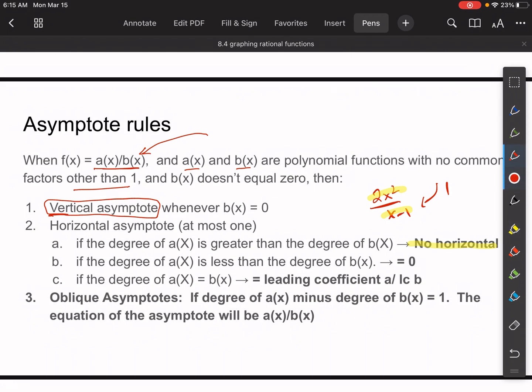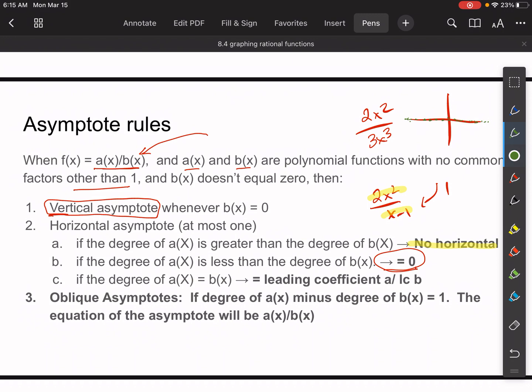But then look at b. If the degree of a of x is less than the degree of b of x, then there's a horizontal asymptote at 0. So if I have something like 2x squared over 3x to the third, then we know there's going to be a horizontal asymptote at 0, right in here, that it will not cross. You can play with this in Desmos and test these rules out.